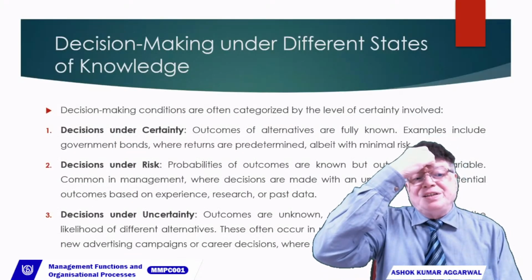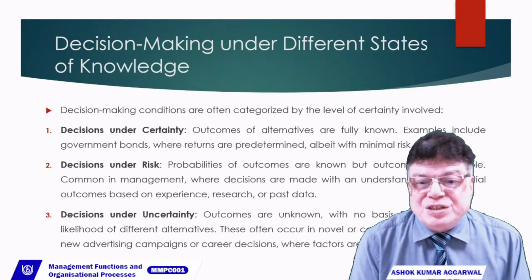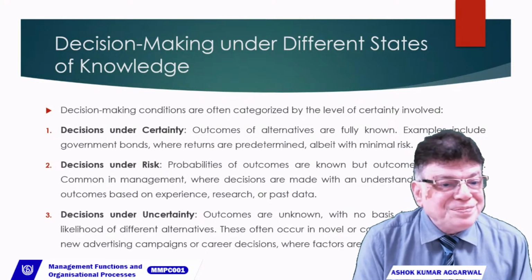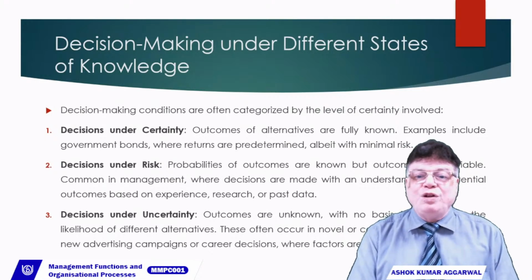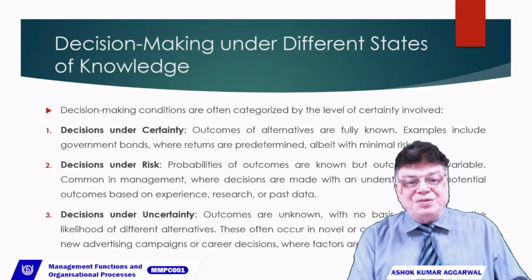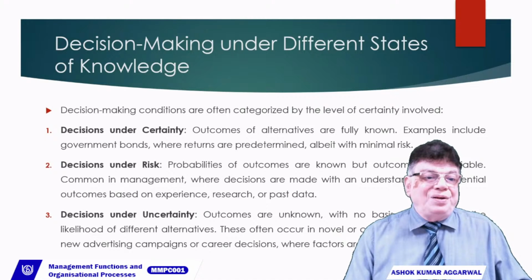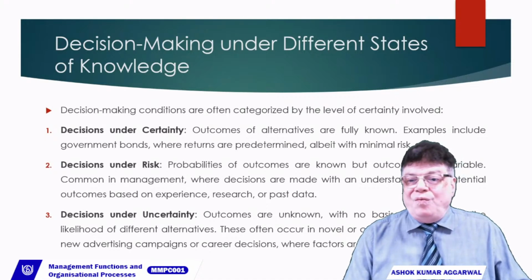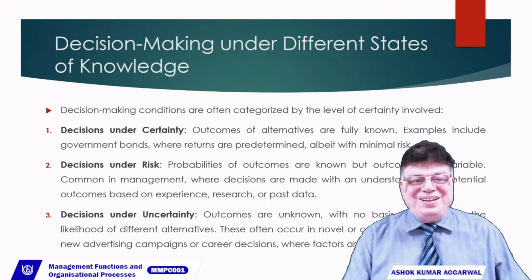Decision making under different states of knowledge. Decision making conditions are often categorized by the level of certainty involved. Decisions under certainty: outcomes of alternatives are fully known. Examples include government bonds, where returns are predetermined, albeit with minimal risk. Now, whenever we invest in government securities, our risk is very less, and return is always there.